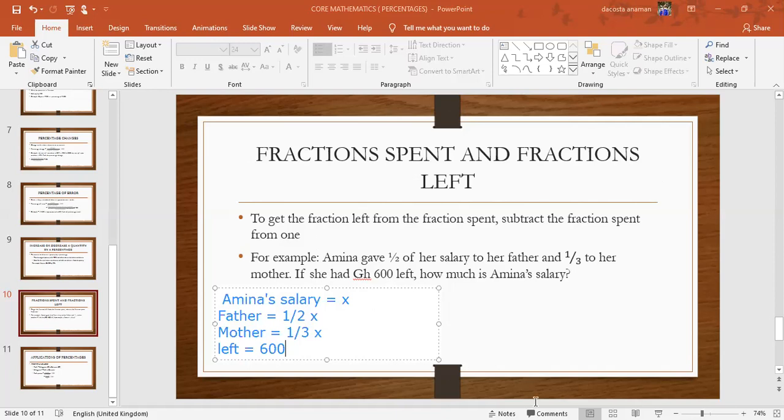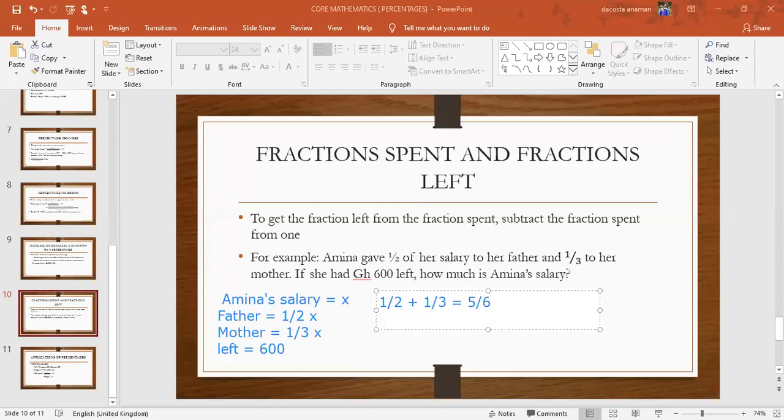Okay, so let's continue. To solve this one, we know that Amina gave her father 1/2, then gave her mother 1/3. So we will add those two together to get 1/2 plus 1/3. Using the LCM method, since you have your calculators with you, it will give you 5/6.